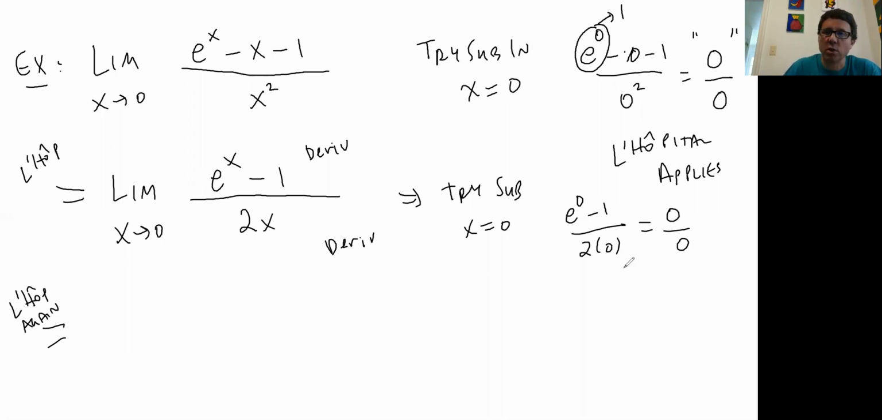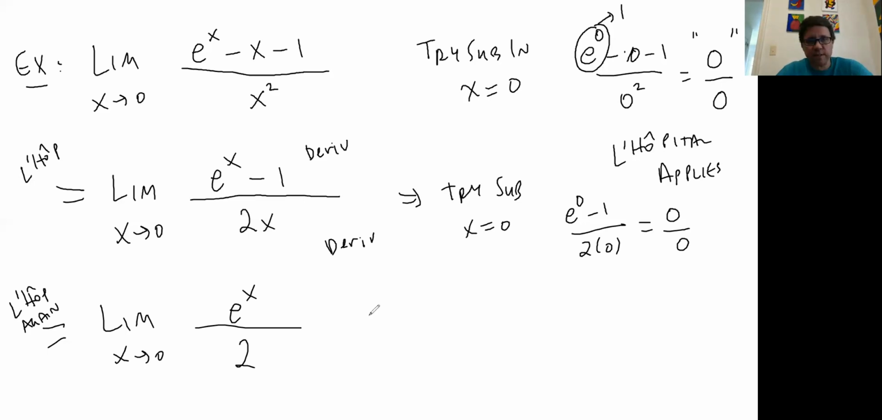It worked out to be 0 over 0, so I use L'Hopital's rule. So I take the derivative of the top and then the derivative of the bottom. So derivative of the top is e to the x, derivative of the bottom is 2. And now I try again. So I try to sub in x equals 0. And what happens now? I get e to the 0 divided by 2.